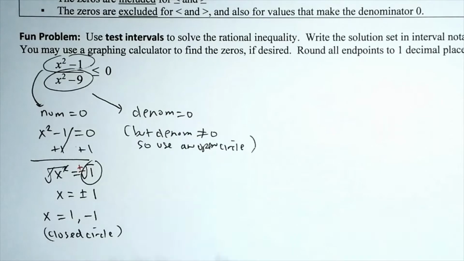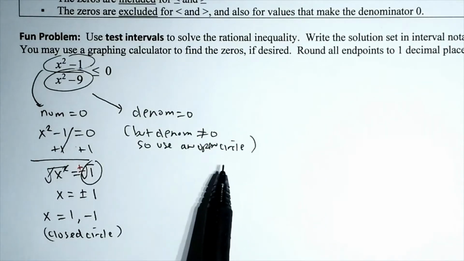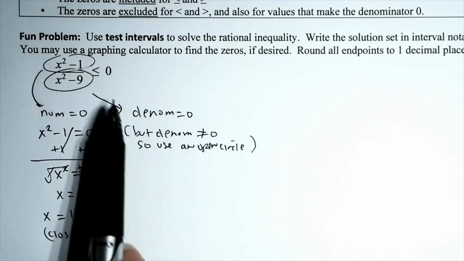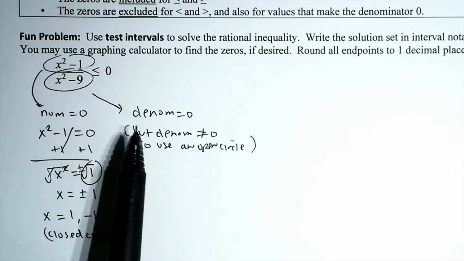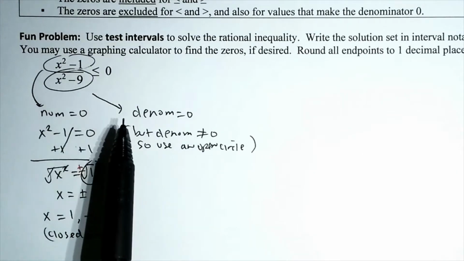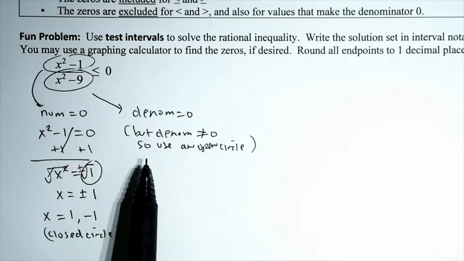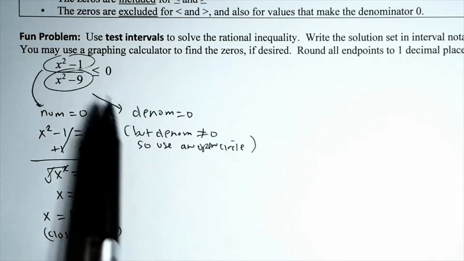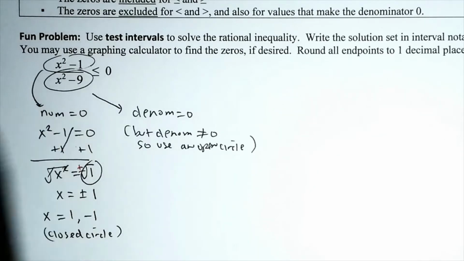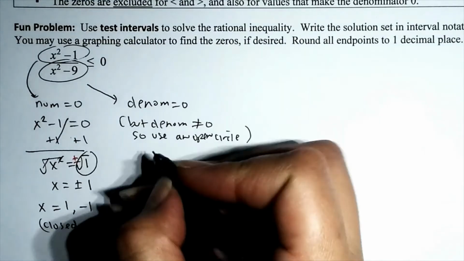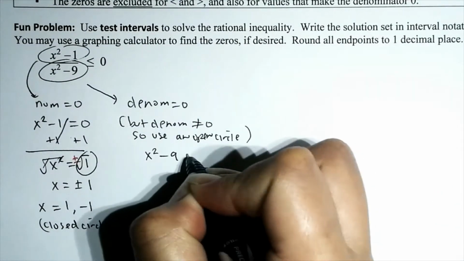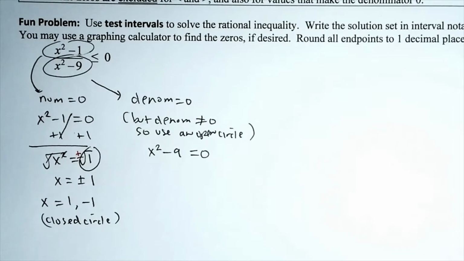Now that's kind of a contradiction to what we just said. We had said, oh look, closed circle, because we have the equal to part. But the denominator can't equal 0. So for the zeros of the denominator, we always have to use an open circle. There's no way around it. Why? Because we don't want the bottom to equal 0. Okay, that's enough chit chat. Let's go ahead and find the zeros of the denominator. The denominator reads x squared minus 9. If we want to know what makes it 0, we set it equal to 0 and solve it however we like. For this problem, we're also going to use the square root method.